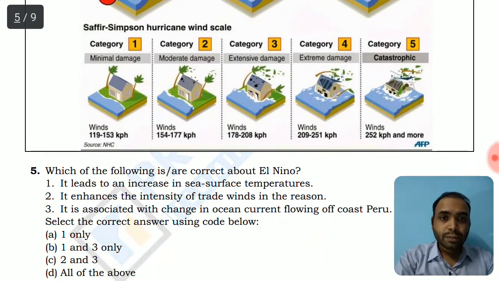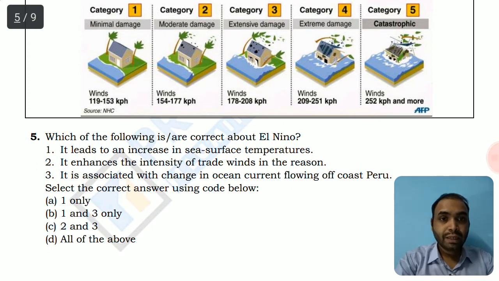So let's move on to question number 5. Which of the following is or are correct about El Nino? It leads to an increase in the sea surface temperature. This is correct. Around the Peruvian coast, there is an increase in the sea temperature. It enhances the intensity of trade winds in the region.